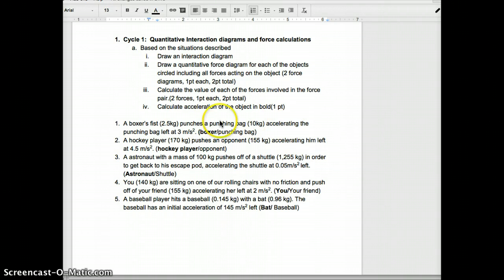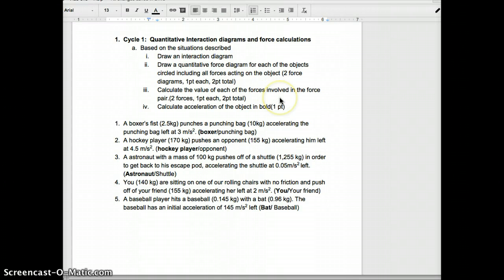So we're going to go through this first one. For each of these problems for homework, I want you to draw an interaction diagram, draw a quantitative force diagram for each of the two objects. Now when you do this, remember your interaction diagram shows you the arc between the objects in the force pair. The quantitative force diagram, quantitative means include quantities, amounts for each force. Remember how to label them. So we'll go through that in a second when we do the example.